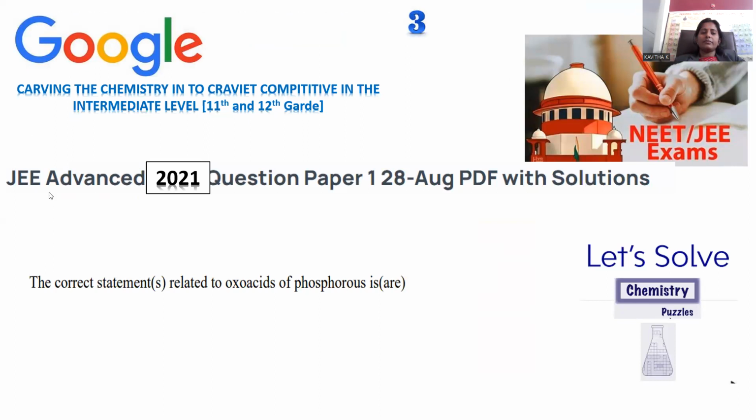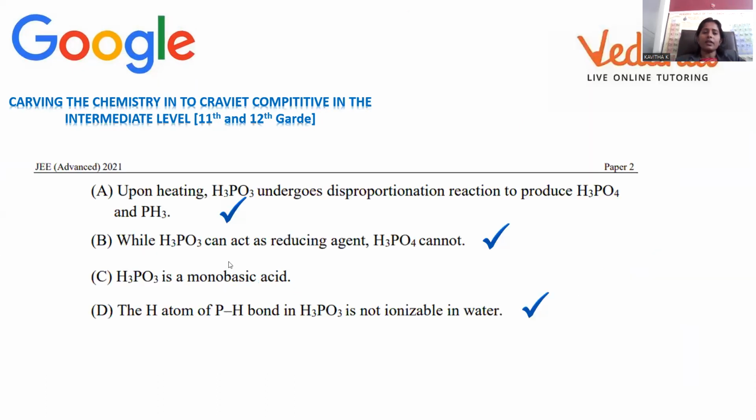Question number 3 is collected from the JEE Advanced 2021 August question paper, with the solution. The correct statement related to oxo acids of phosphorus. Oxo acids of phosphorus are provided. We have to check which one is correct regarding the given phosphorus compounds. Upon heating, H3PO3 undergoes a disproportionation reaction to produce H3PO4, called phosphoric acid, and PH3, called phosphine. Is disproportionation possible for this phosphorus acid or not, and will these 2 compounds be generated? Is this reaction feasible or not? We have to check.